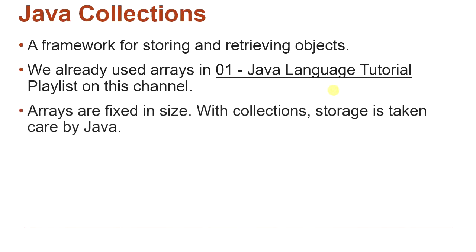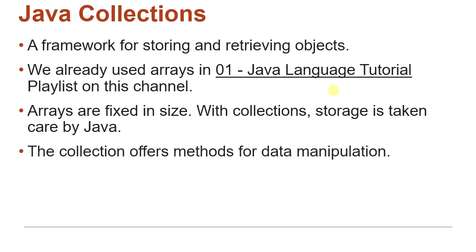here arrays are fixed in size. With collection, storage is taken care of by Java. So in an array, we initially define the size for the array. After that we start storing the content of the array. But in collection, the storage is taken care of by Java. Means we don't define the size, we start adding the elements to the collection. So the size will be automatically grown when the incoming element exceeds the size.